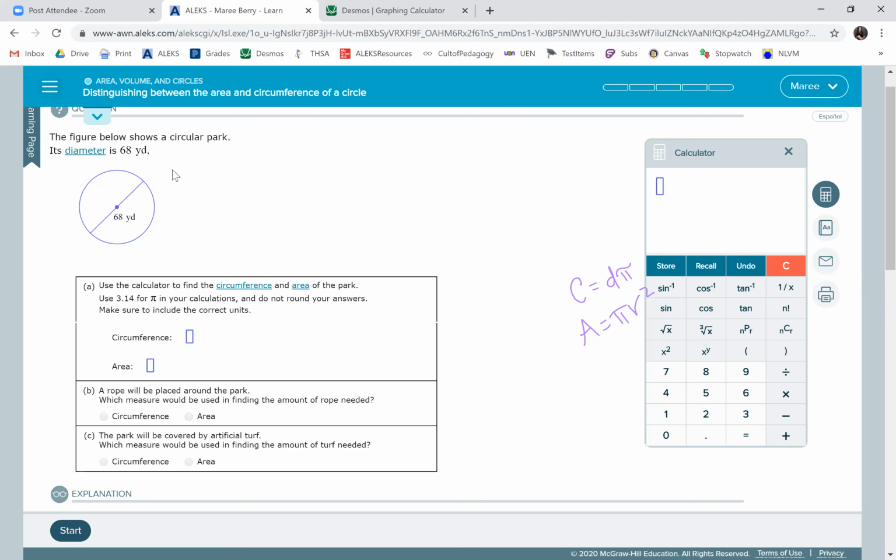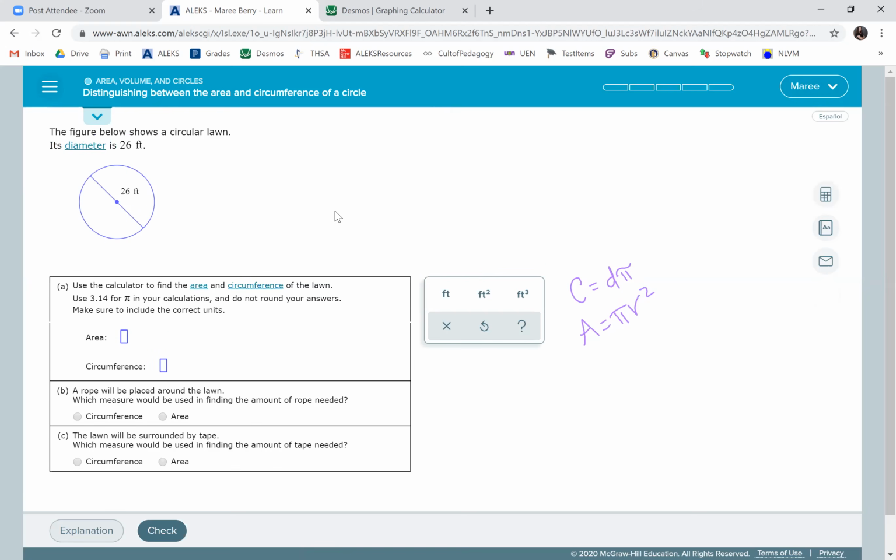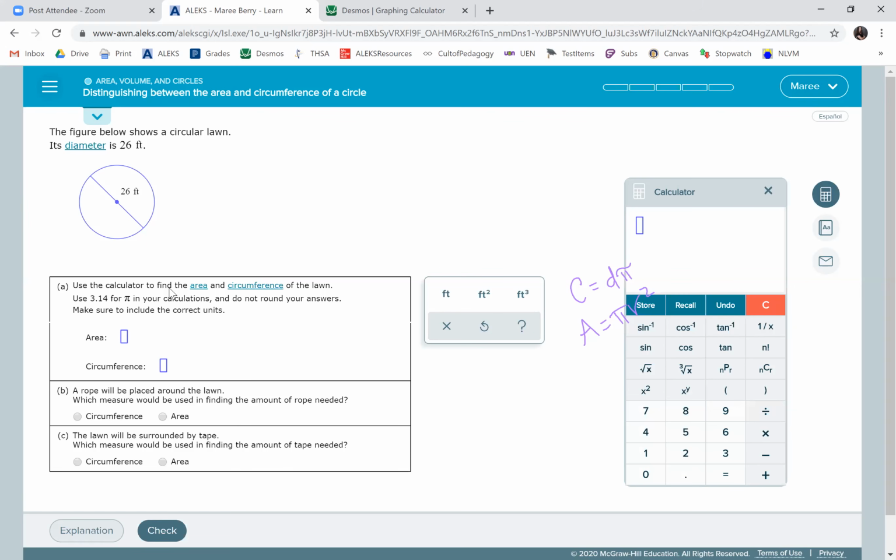Now you have to know which is which. To go all the way around is the circumference. So if we're talking about a rope to go around the park, that'll be circumference. If we're talking about artificial turf or grass or something that's going to fill in the inside, that's area. So we'll use these formulas to find circumference and area.